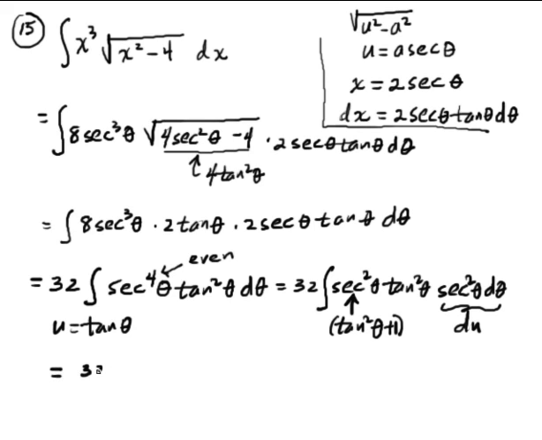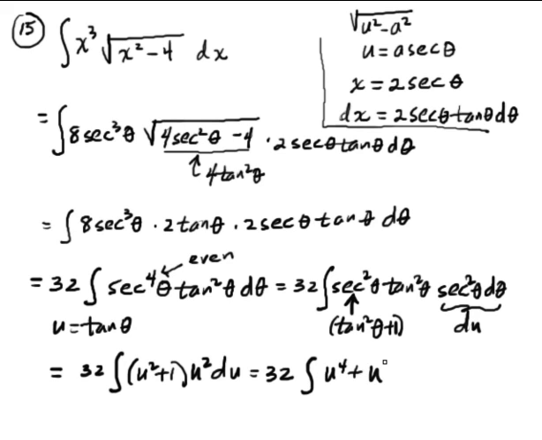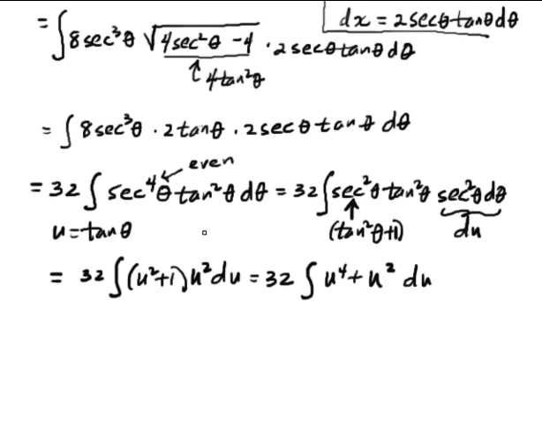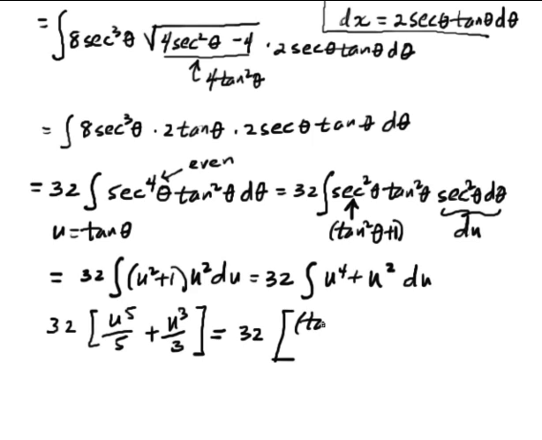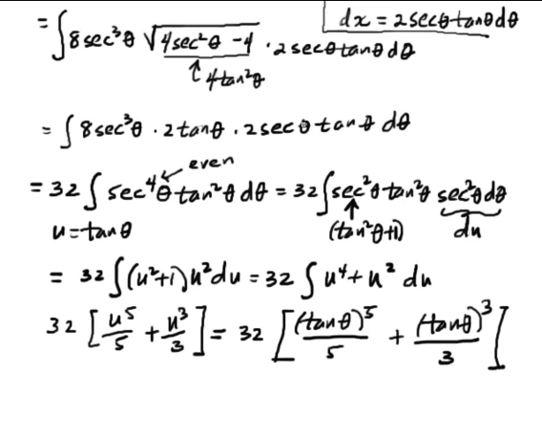So this is equal to 32 times the integral. Now start substituting, u equal tan theta, u squared plus 1, u squared du. So that's u to the fourth plus u squared du. And now do the integration. And now substitute back, u is equal to tangent theta. And now we have to substitute once again.